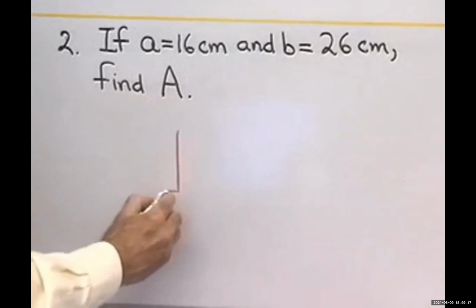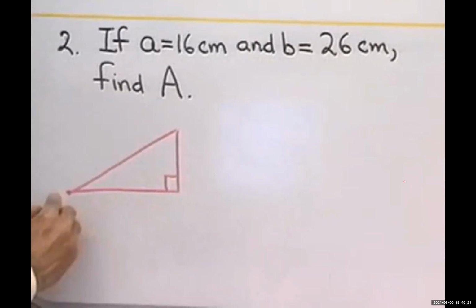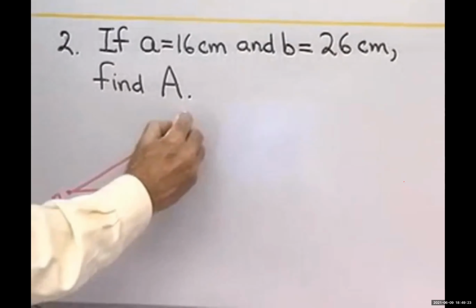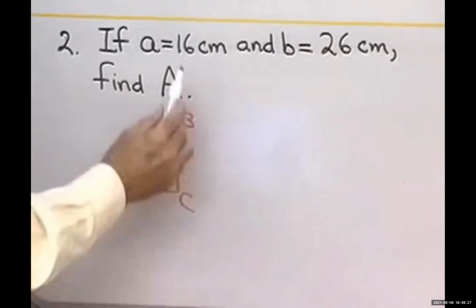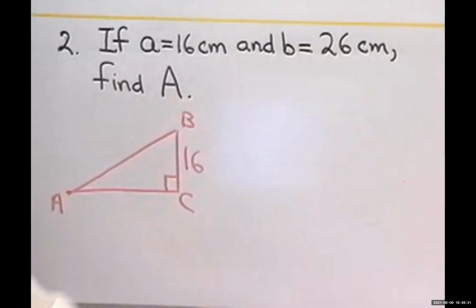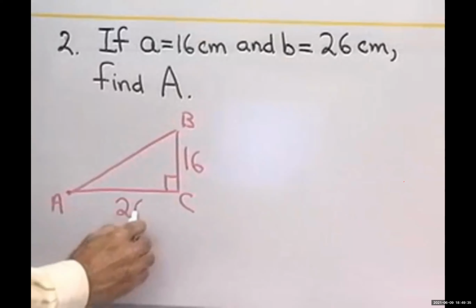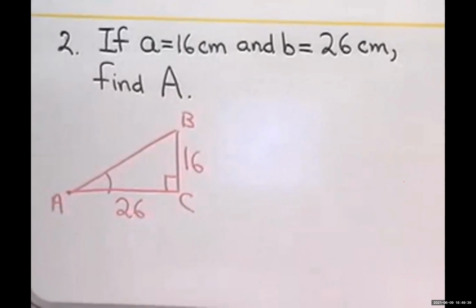So again, I'll begin by just drawing a diagram. It doesn't have to be accurate, I just need something to label. Here's angles A, B, and C is the 90-degree angle. Side A is 16 centimeters, so I'll label side A with that. Side B is 26 centimeters, so I'll label side B with that. And then I'm looking for angle A. So this is what I want to find right here.